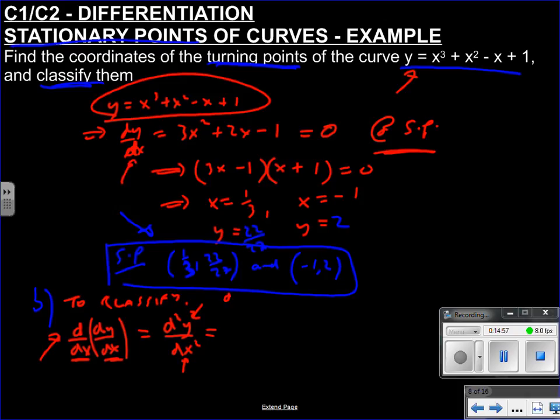So you're saying dy by dx equals 3x squared plus 2x minus 1. And now you differentiate this one again. So this will be 6x plus 2. Okay, so this is your second derivative. Why do we need the second derivative?